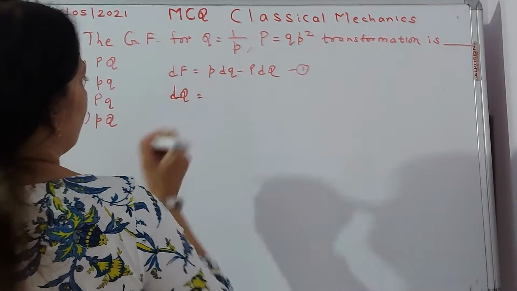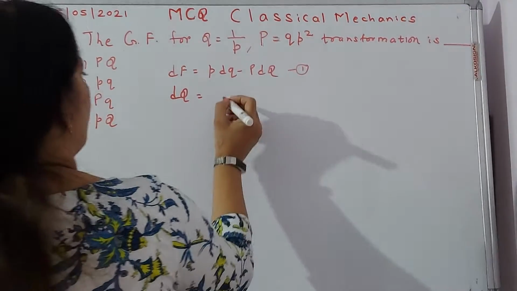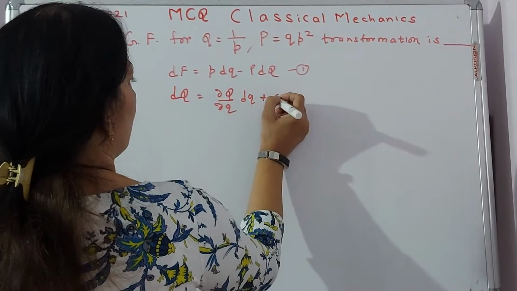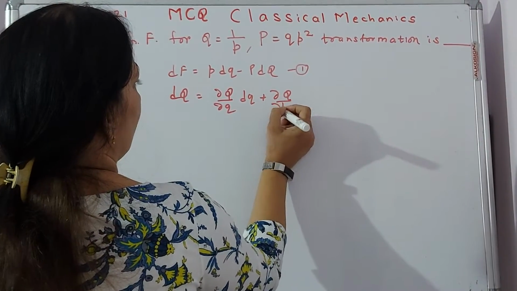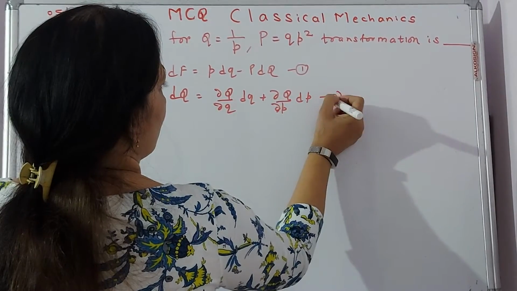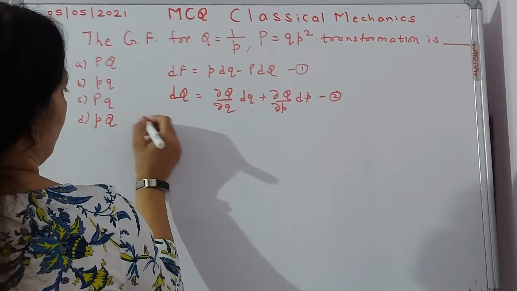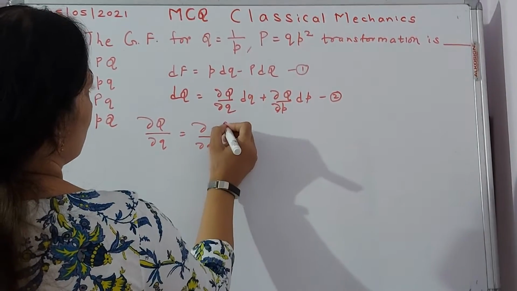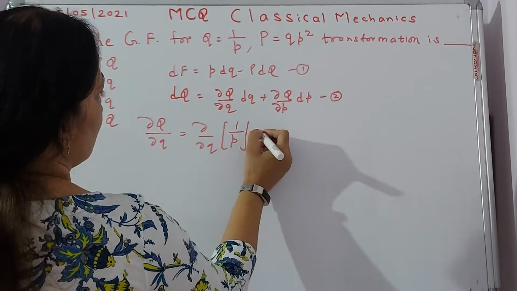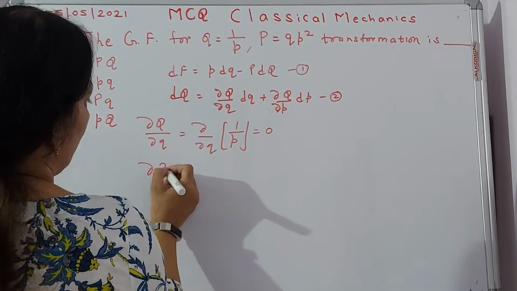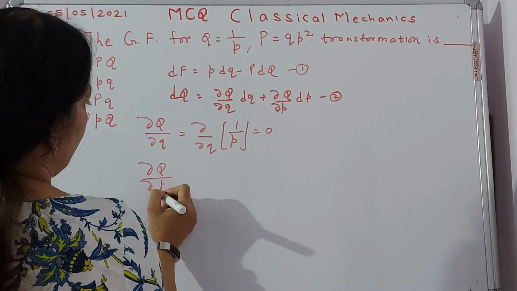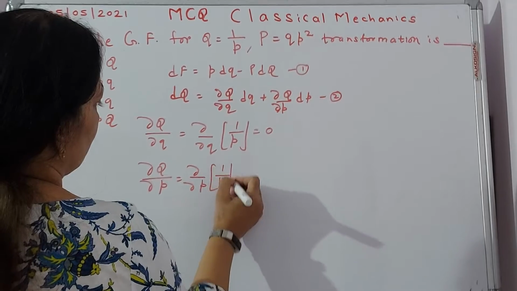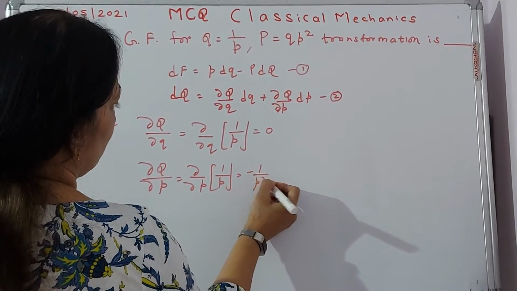What is the formula to get dQ? dQ = ∂Q/∂q dq + ∂Q/∂p dp, equation number 2. Now find this value. ∂Q/∂q, where Q is 1 upon p, what is the answer? 0. Next, ∂Q/∂p. What is the value of Q? 1 by p. So what is the answer here? Minus 1 upon p square.